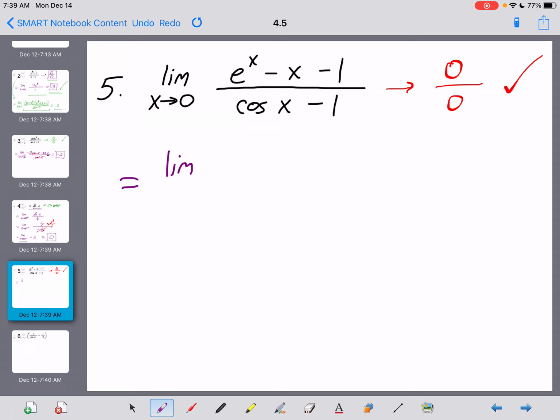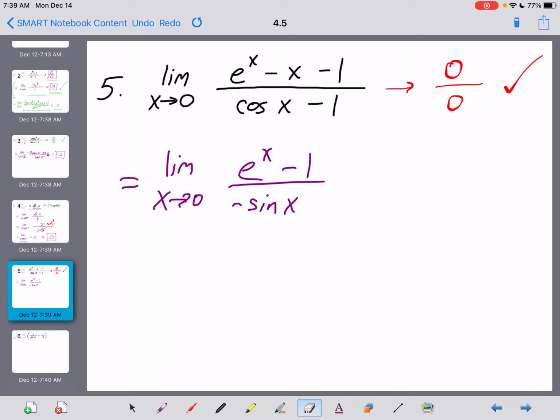So this limit is now equal to the limit as x approaches 0 of, and let's take the derivative of what happens on top and on bottom. Derivative of e to the x is just e to the x. Derivative of a minus x is a minus 1, and the derivative of that minus 1 at the end of the numerator is just 0. Down on the bottom, derivative of cosine of x is negative sine of x. And the derivative of minus 1 is just 0 again.